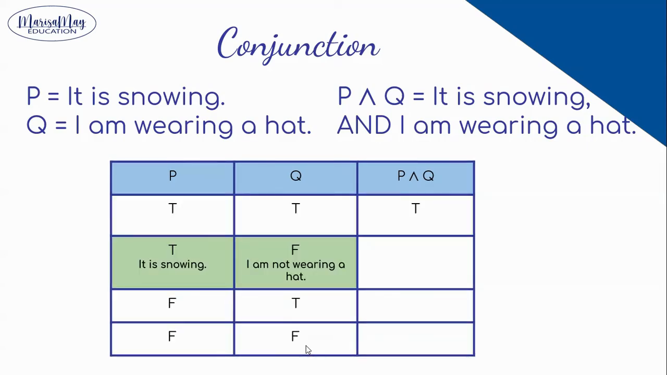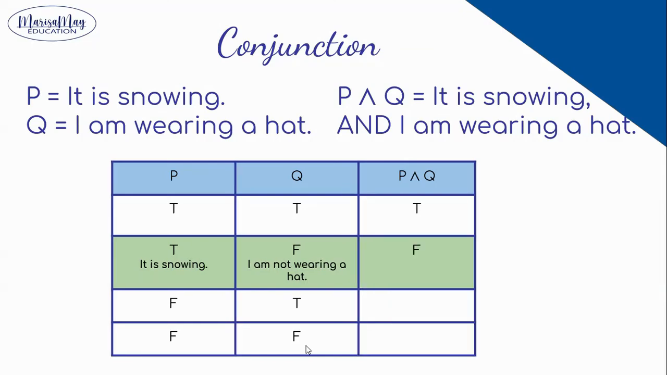Let's look at the second scenario. P is true. It is snowing. But Q is not true. I am not wearing a hat. So when we look at P and Q, "it is snowing and I am wearing a hat," that cannot be true because I'm not wearing a hat. That part of the statement is false.